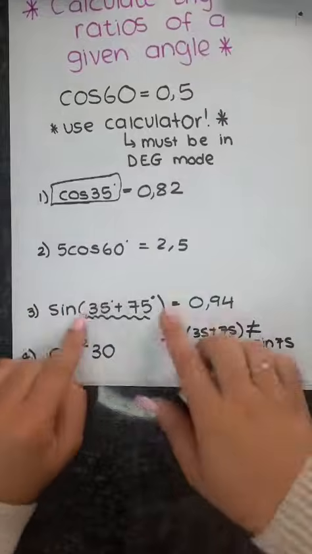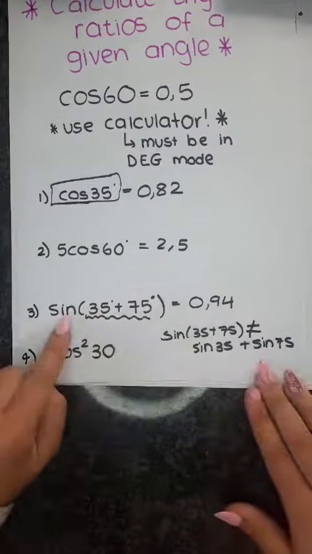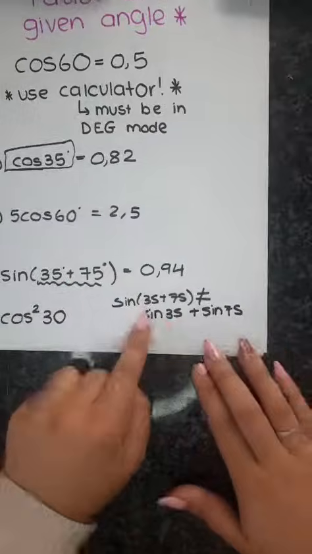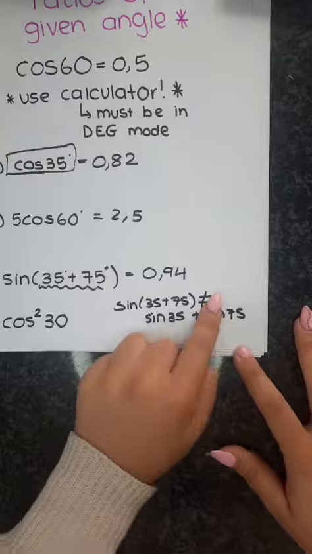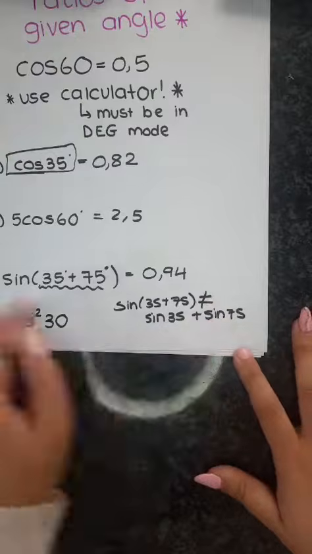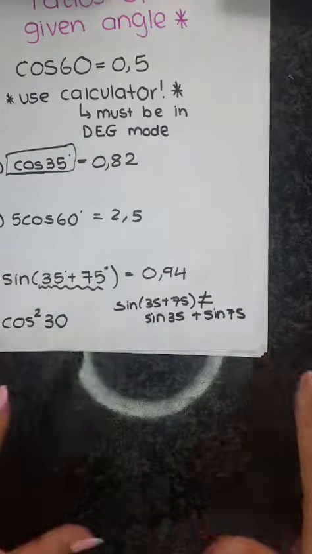Okay, so I'll repeat it one more time. Sine of 35 plus 75 is essentially saying sine of 110. It is not the same. Sine of 35 plus 75 is not the same as sine 35 plus sine 75. You cannot distribute. It's not the same thing.